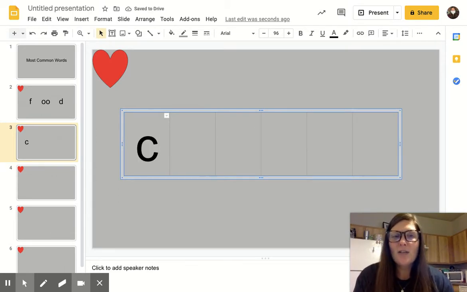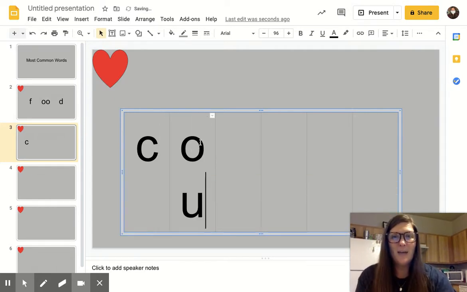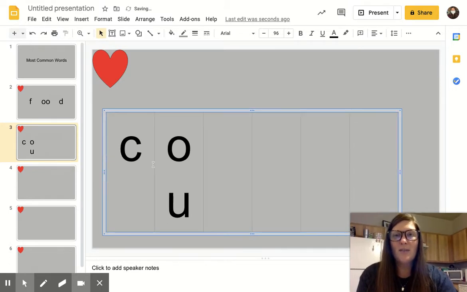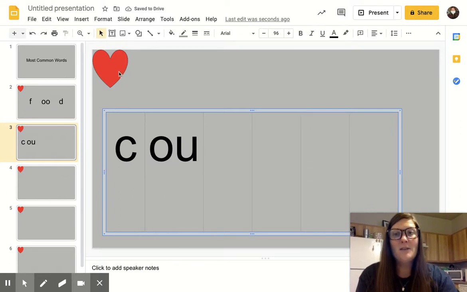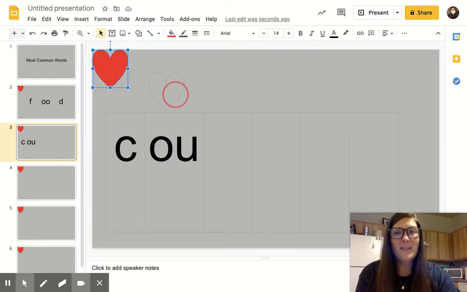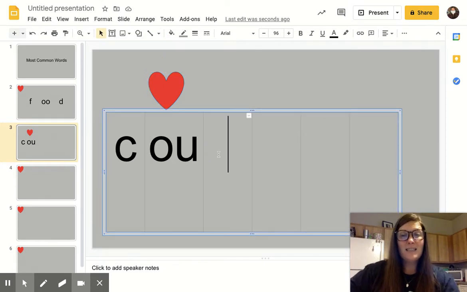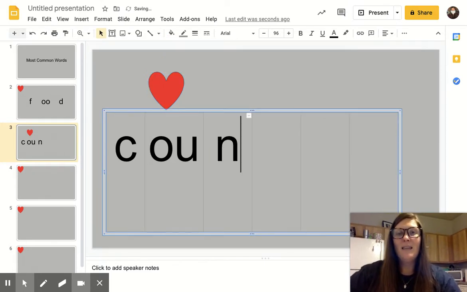The next sound in country is uh, and we normally spell that with a U, but in country it's spelled O-U. I need to stretch that out a little bit. My plan didn't work super good for that one. Let me see if I can stretch it. There we go. So we do need a heart for that part, don't we? Because that's not normally how we spell country. Next, n. The letter that says n is N, right? So that's good.